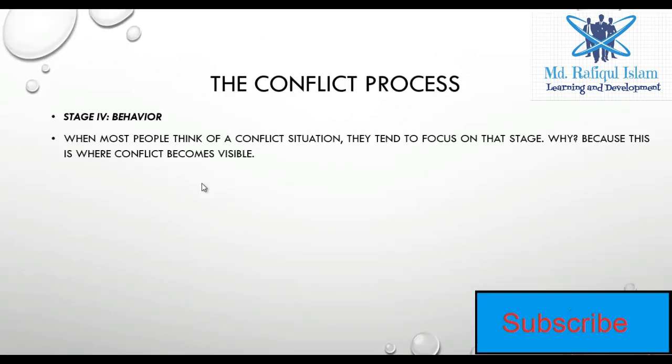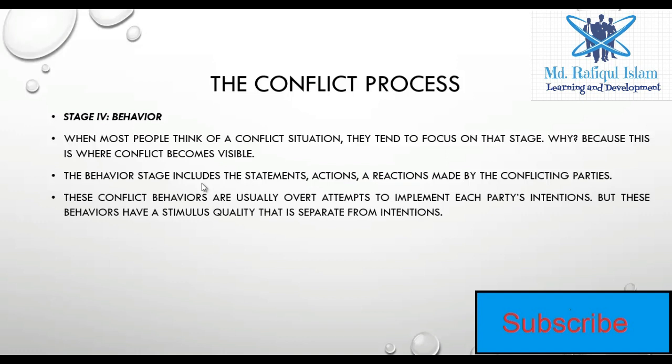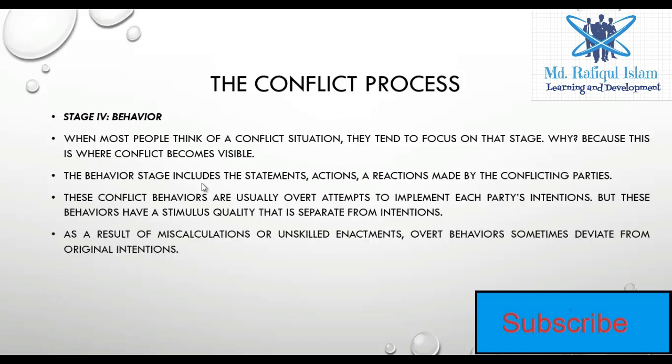Stage 4 is the behavior. Behavior indicates how you will behave. Based on your intention in the previous stage, you are going to behave, and this behavior is only visible in reality. The behavior stage indicates the statements, actions and reactions made by the conflicting parties. These conflict behaviors are usually overt attempts to implement each party's intentions, but these behaviors have a stimulus quality that is separate from intentions. As a result of miscalculations or unskilled enactments, overt behavior sometimes deviates from original intention.